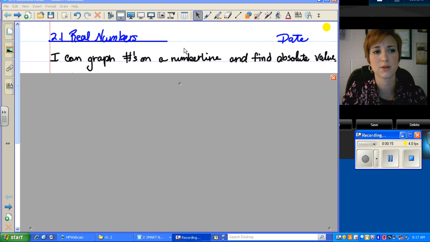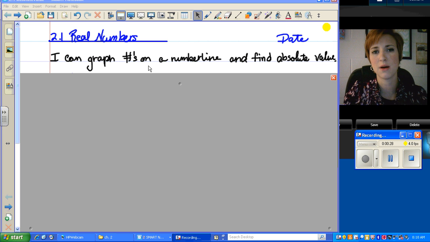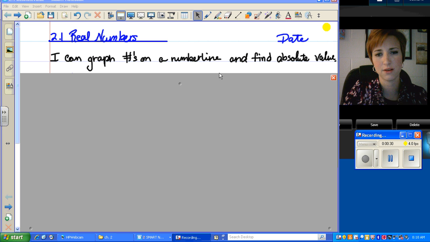So for this section, we're going to start 2.1, real numbers, and today's date, so whatever today is. And the I can statement, and what we hope to be able to do by the end of this lesson is that I can graph numbers on a number line and find absolute value.